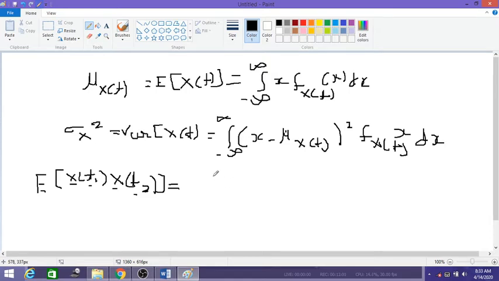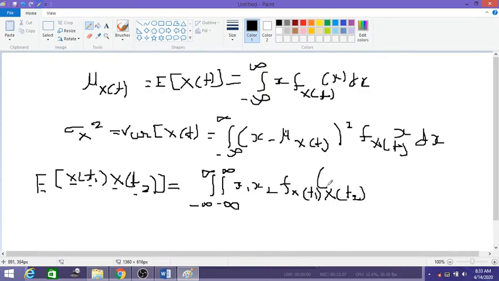So then it will become a double integral. It is not a single integral, it is a double integral. This definition holds good with bivariate random variables. So from that we can extract this equation. It is a double integral from minus infinity to plus infinity. Now the two observations, that is x1 and x2, are multiplied with the density function, that is fx of t1 and x of t2 of x1 x2, into dx1 into dx2.